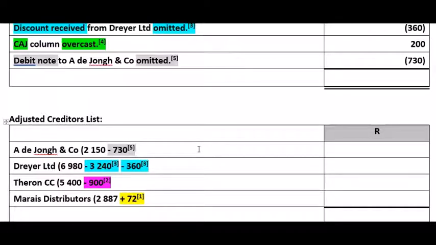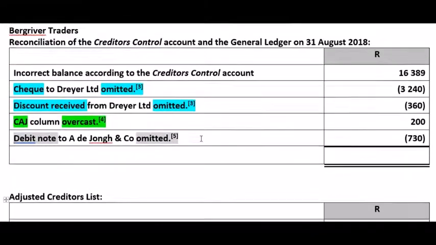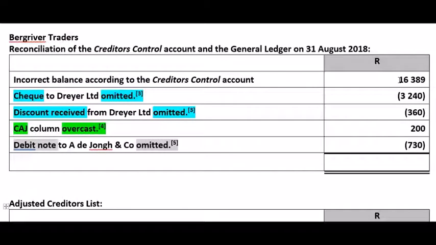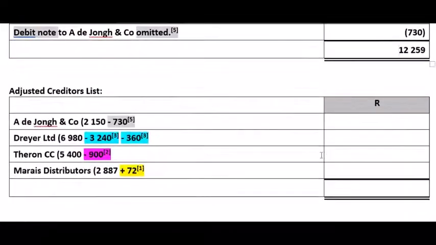So now to finish off and to see whether you did everything correctly, you just quickly go and do this calculation on your calculator. So you say 16,389 minus 3,240 minus 360 plus 200 minus 730 gives you 12,259. And then for your list, you can just close your brackets and do the calculations and add all of the values in your list together. And luckily, you can see that the list now has the same balance as the control account.